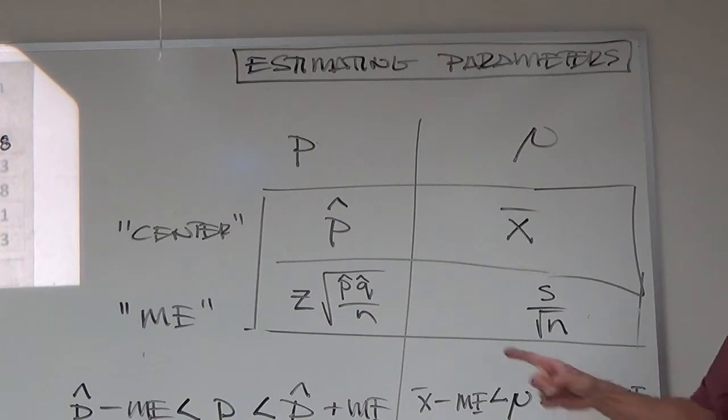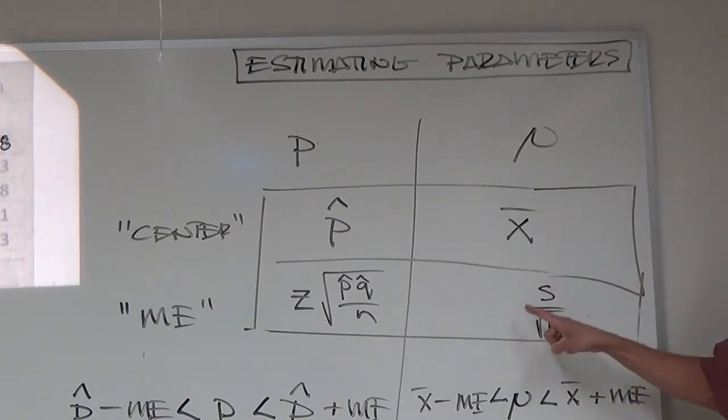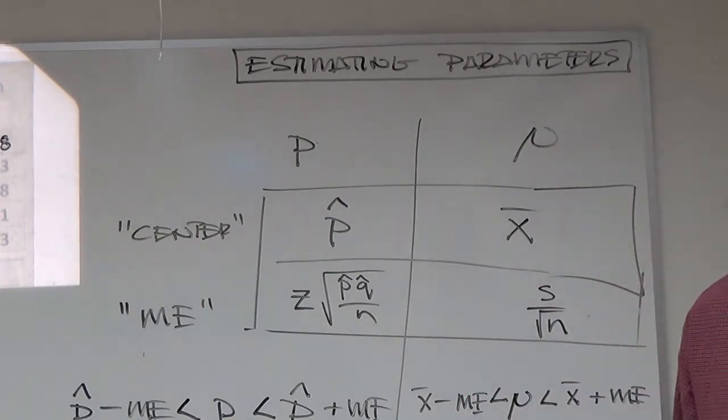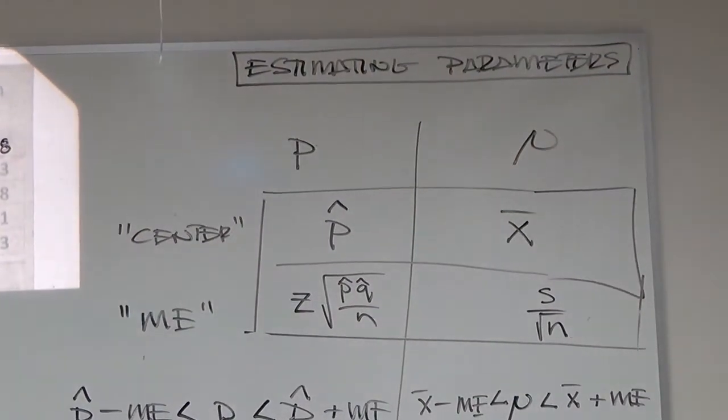But the trick is, what goes there? What goes right there? Critical value. The critical value. Now this critical value is very, very important to us. It's very, very important because it comes to us from beer.